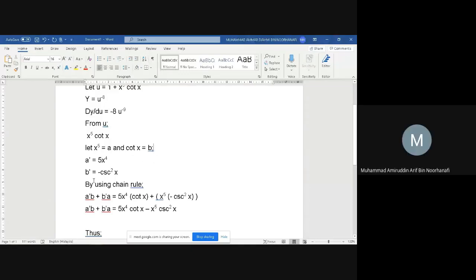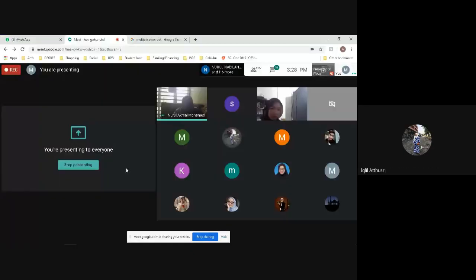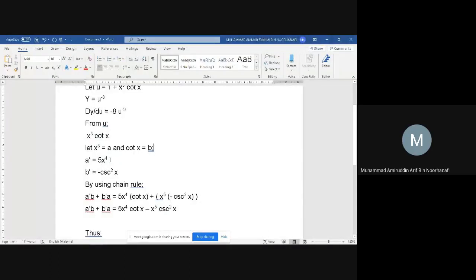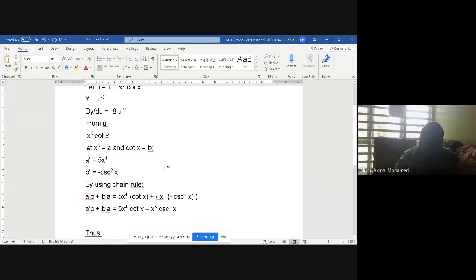From there, we want to find the derivative of a and the derivative of b. So we can simply find the derivative of x to the power of 5, which is 5x to the power of 4. And the derivative of cotangent x equals negative cosecant squared x, based on the book, or for those who have memorized it. You can also get it from the quotient rule.